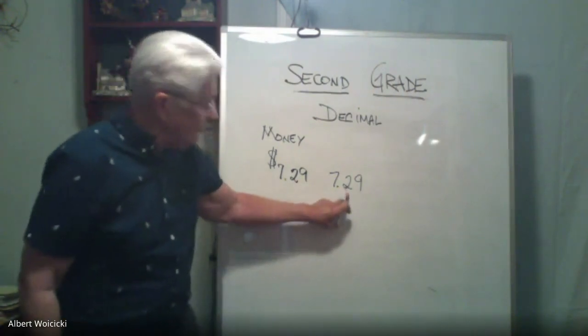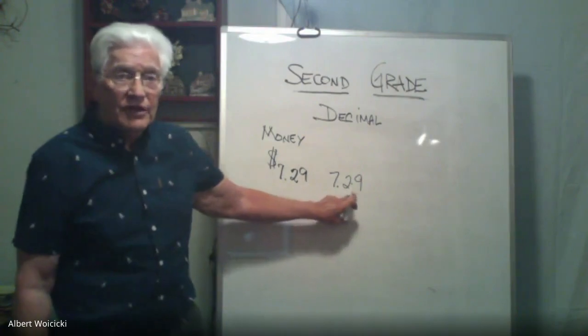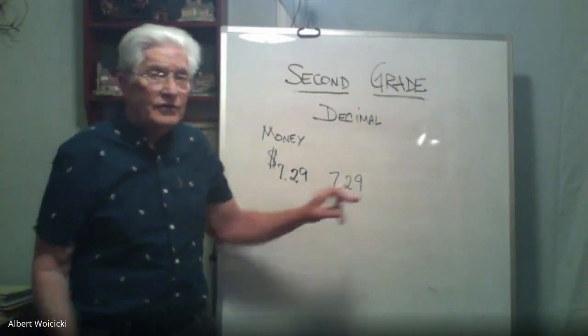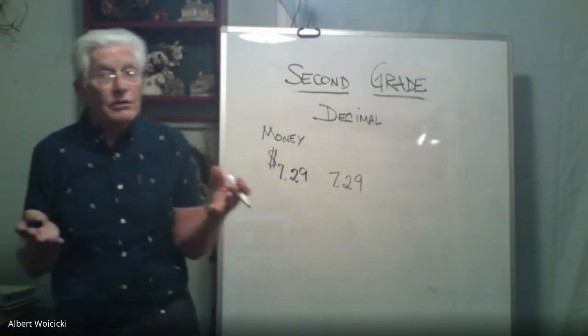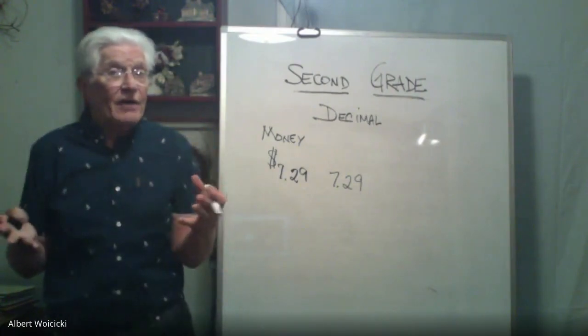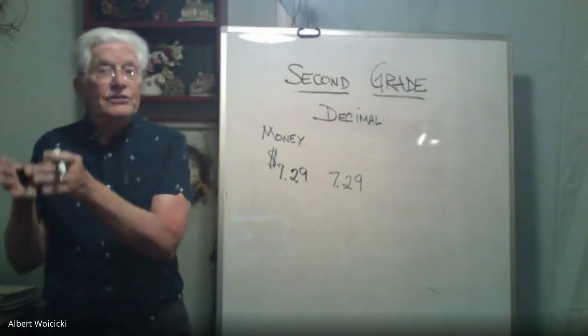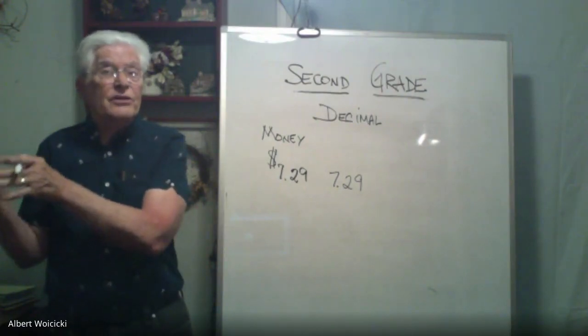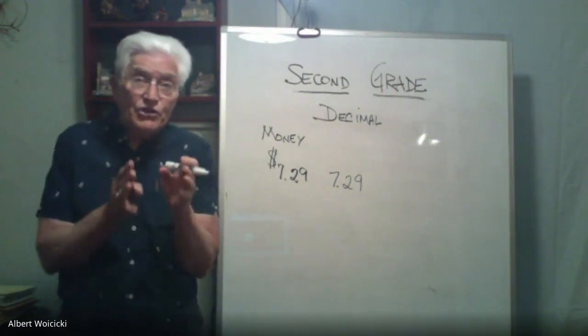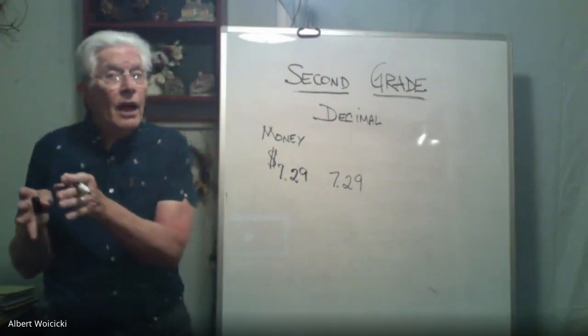This is the tenths place. This is the hundredths place. These are things that you should have already talked about. I'm sure you have in class. Tenths, hundredths, thousands, 10,000s, 100,000s, as we get a number that's smaller and smaller and smaller.